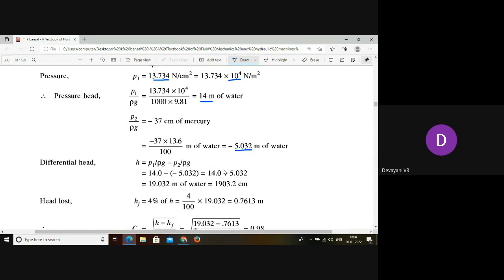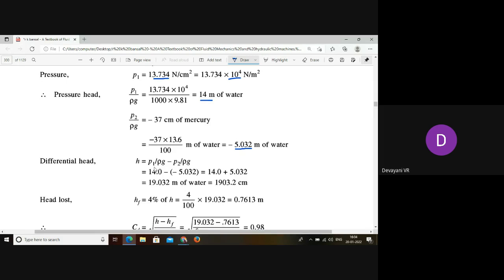Suppose it is an inclined venturimeter. In that case, the head can be calculated by including the datum head also. Then the formula will be (P1 by rho g plus Z1) minus (P2 by rho g plus Z2), isn't it? So that is for the inclined venturimeter. Whereas in the horizontal venturimeter, Z1 is equal to Z2, so we can cancel both and get the head as P1 by rho g minus P2 by rho g. Using that we can calculate the head.